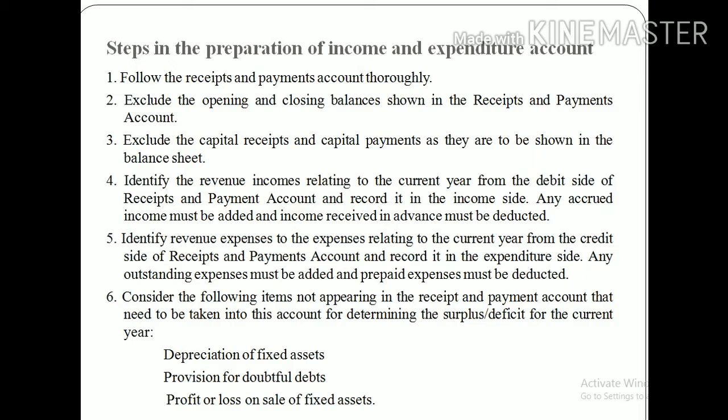The next step: exclude the opening and closing balances shown in the receipts and payment account.